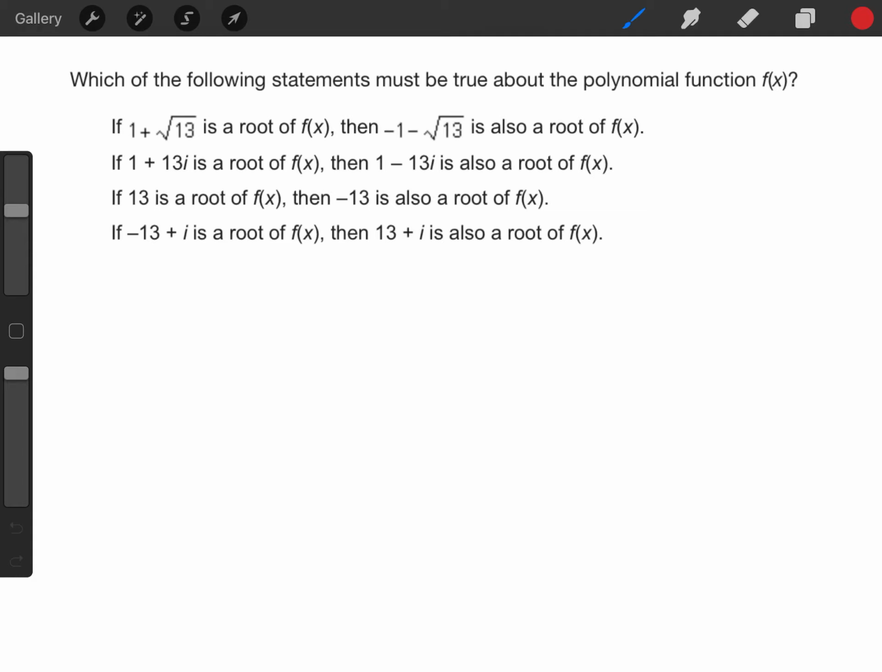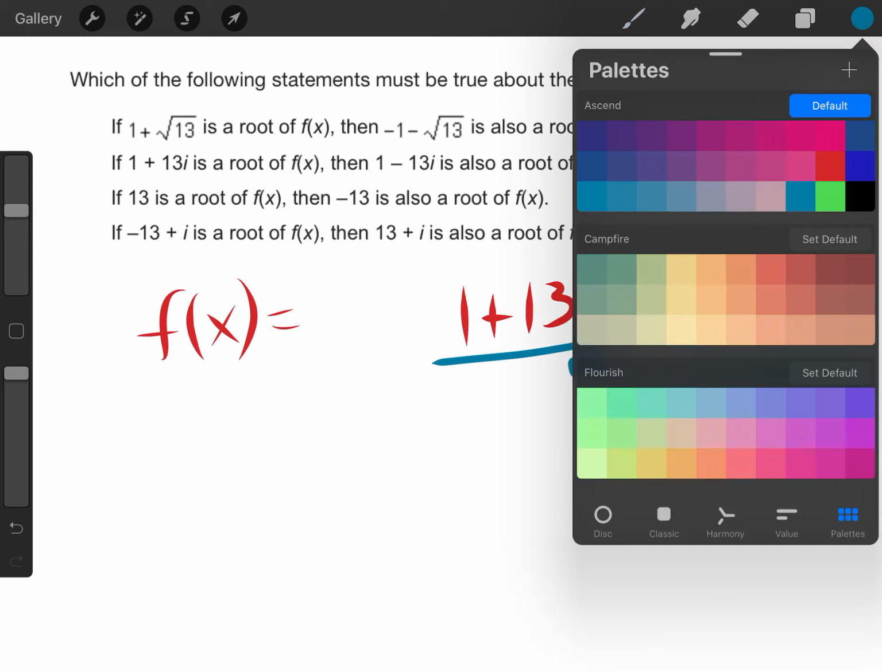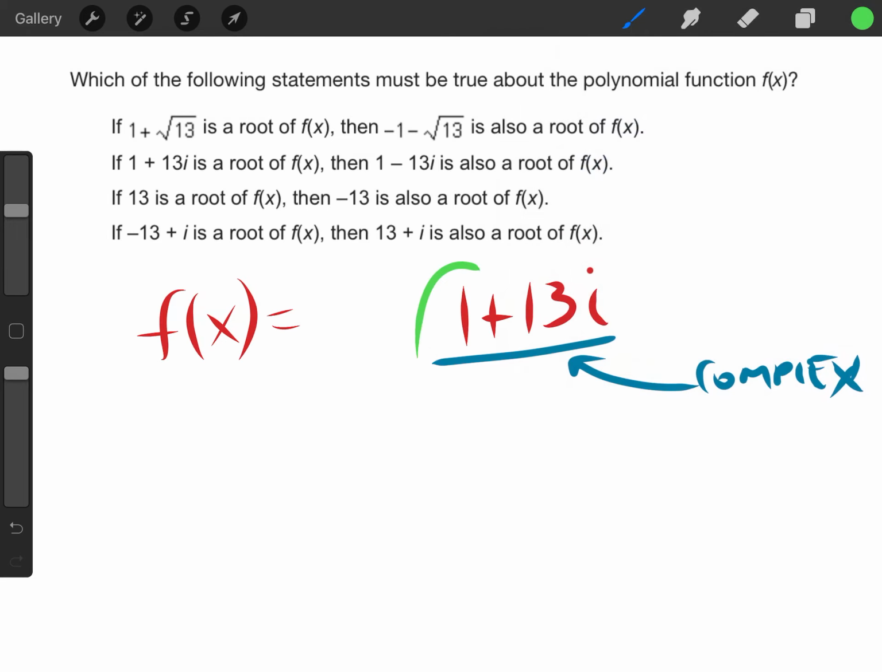All right, so which following statement is true about the polynomial function f of x? So if I say f of x has one root, that is 1 plus 13i in this case. So this is called a complex number. Okay, so I'm going to give you guys the explanation of what complex number means. So a complex number has a first component, the real number part, and then the second part is imaginary.